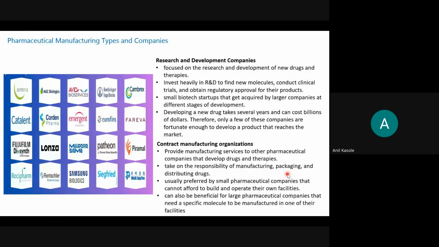These are the companies that mainly provide services to the big pharmaceutical companies, for example Pfizer, Johnson & Johnson, Merck, Bayer. They are the big pharmaceutical companies, and they want to make some drugs, but their capacities are not enough. They reach out to small scale companies and give them the formula or the product, and the other companies make the product. That is the service they provide to the big pharmaceuticals. That is what contract manufacturing is.